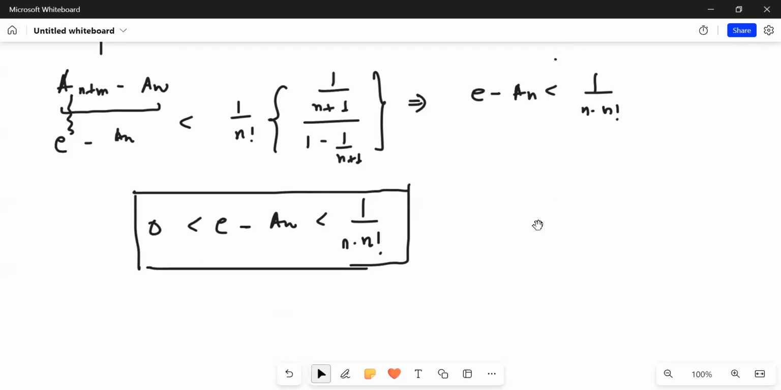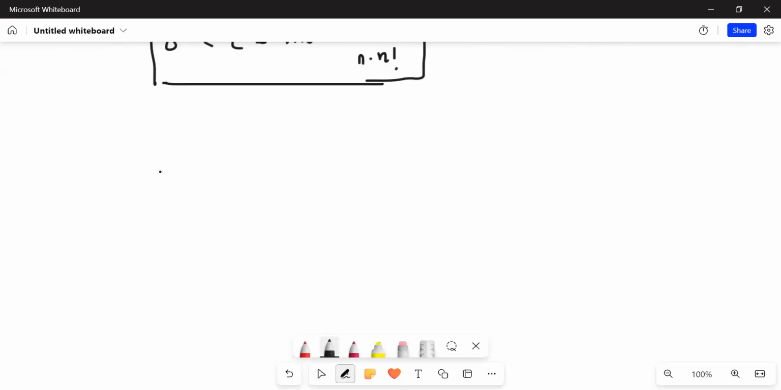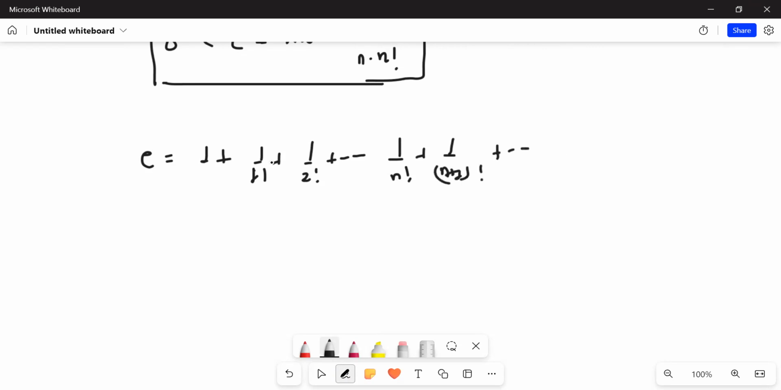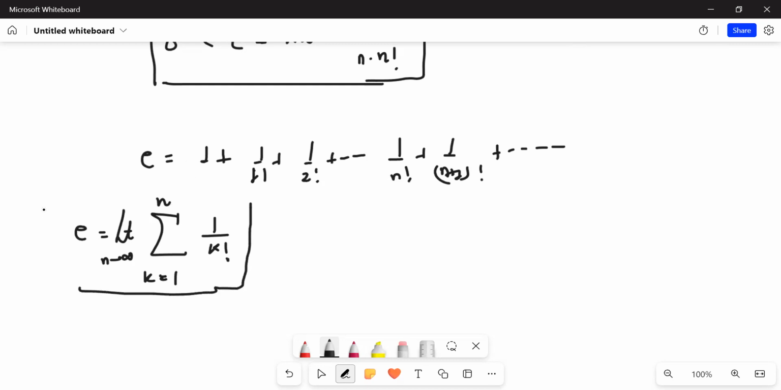Okay. Now let us focus our attention on e. So what is e basically? e is equal to 1 plus 1 upon 1 factorial plus 1 upon 2 factorial, and so on, up to 1 upon n factorial plus 1 upon (n plus 1) factorial. So basically this is an infinite sum, and I can write that this series e is equal to the summation from k equals 1 to n, as n tends to infinity, of 1 upon k factorial. The claim is that this number is not a rational number. Rather, it is an irrational number.